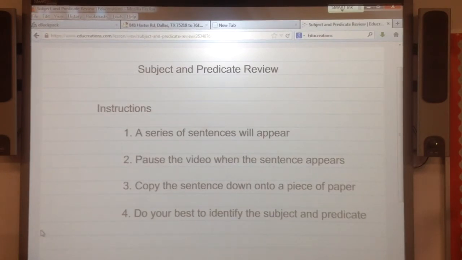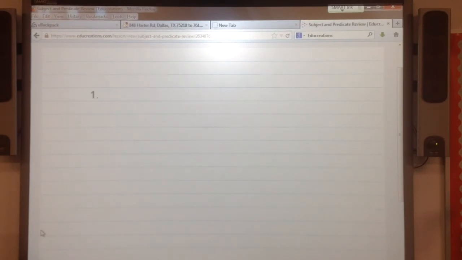Underline the simple subject once and the simple predicate twice. Keep in mind, there could be more than one subject, more than one predicate. And don't forget those helping verbs. They are always part of the predicate. All right, are you ready? Let's look at our first sentence.